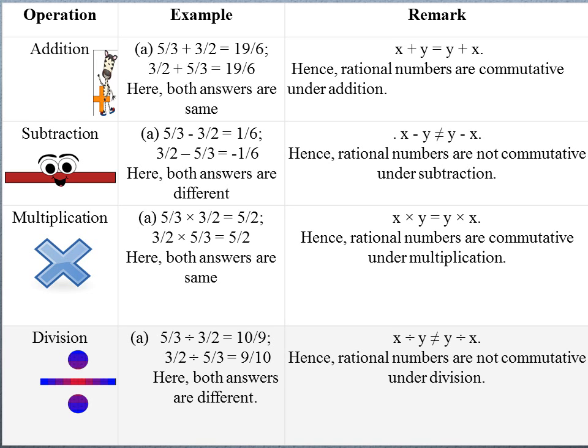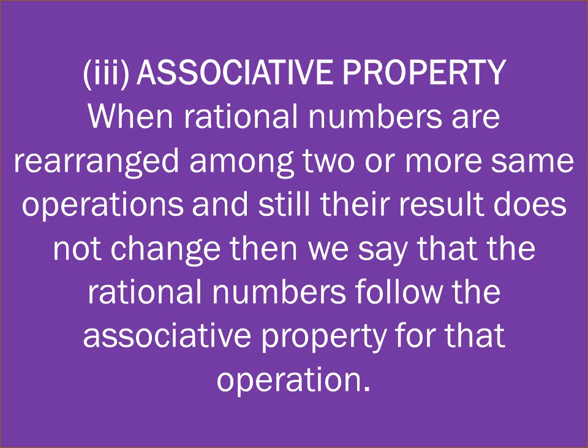In case of multiplication, if you multiply two rational numbers in any order, the answer will be the same. Hence, rational numbers are commutative under multiplication. But in case of division, again, if we divide two rational numbers in different orders, the result will be different. Hence, rational numbers are not commutative under division.